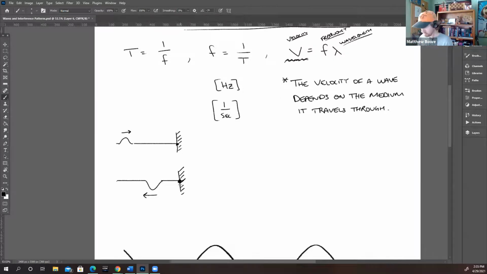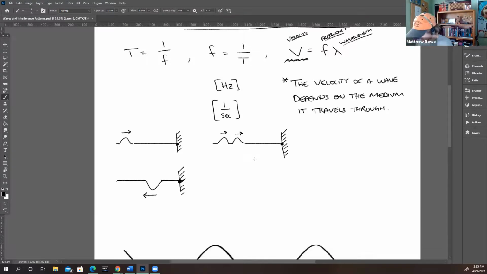As it travels back towards me. Okay, if I have the same thing, this string is fixed to a wall at a single point, and I give two waves, one right after another. There will then be two waves. Let's say they're both the same direction, upwards like this, and they're both moving to the right.